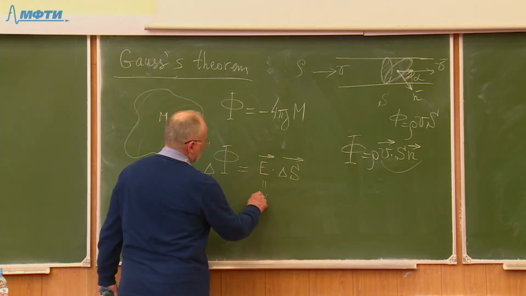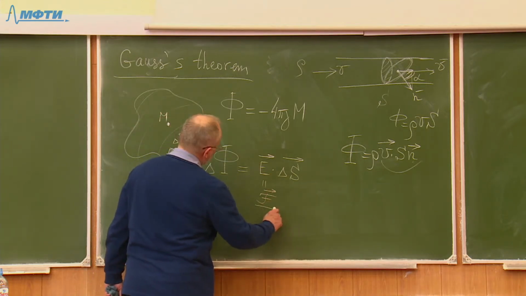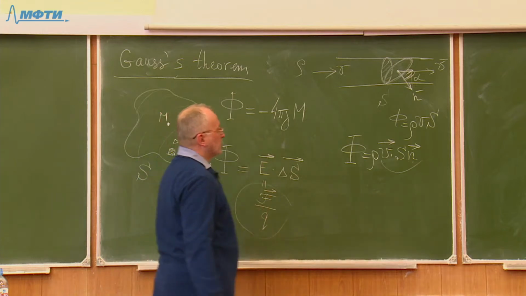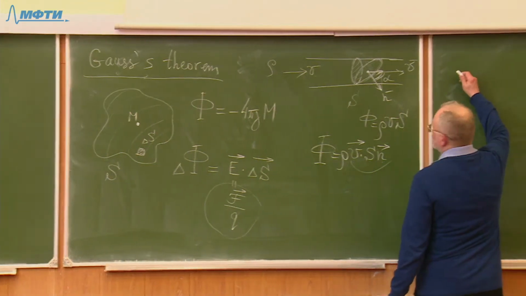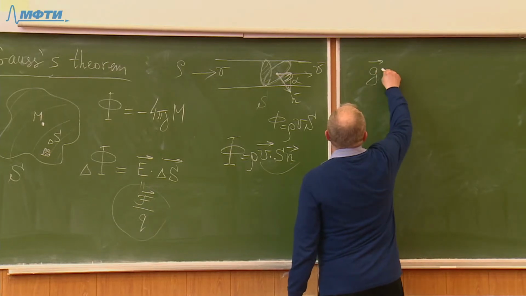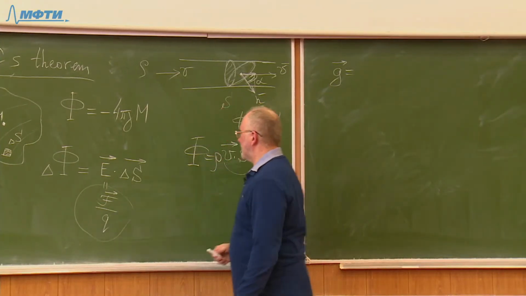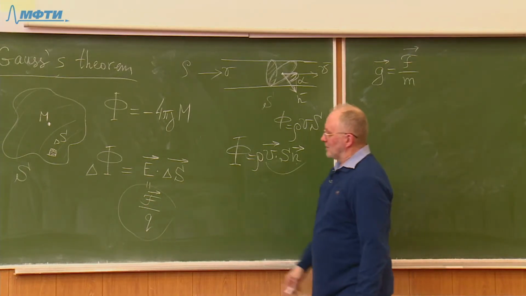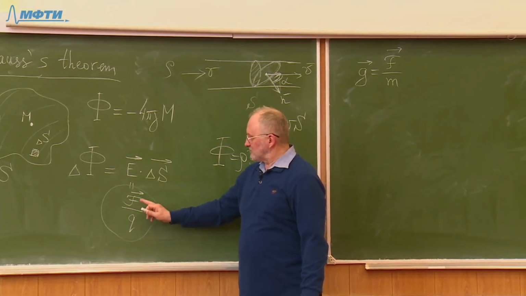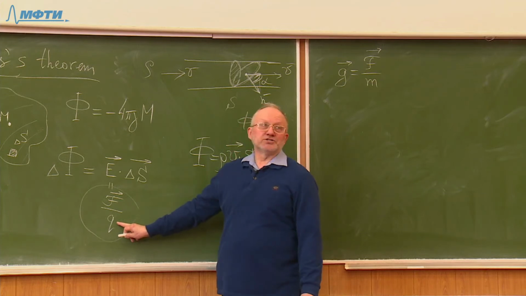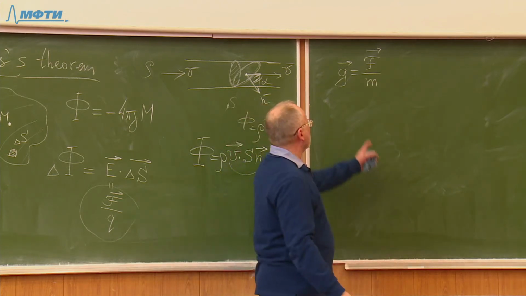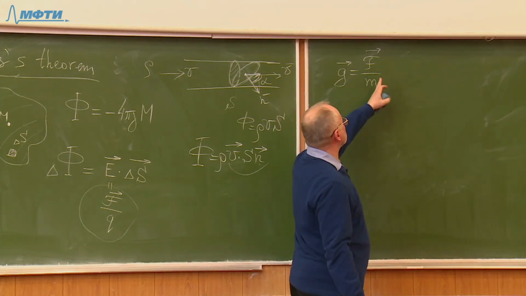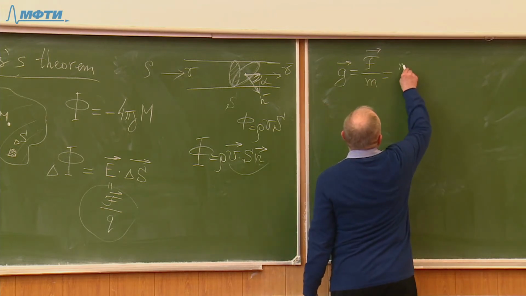In electricity, this is a force acting on a charge divided by the electric charge. In gravitational field, the strength of the field is defined in the same way as the force acting on some mass in gravitational field divided by the mass. So in electricity, we divide the force by the charge of a charged particle. And here, the role of the charge is played by the mass of the particle. So the force in gravitational field divided by mass. And the force is equal mg.